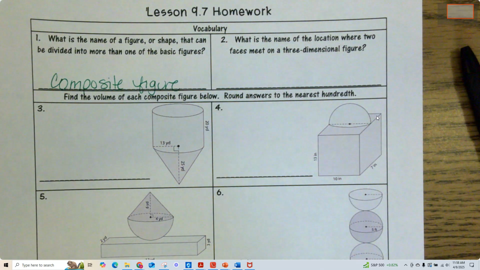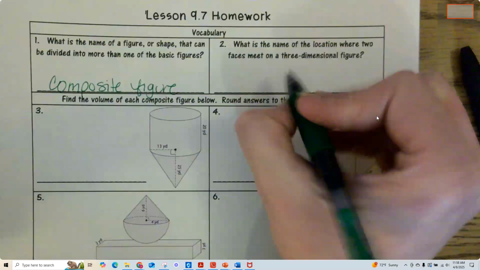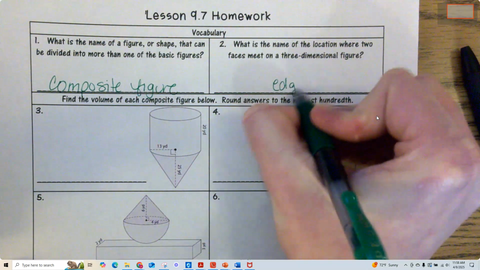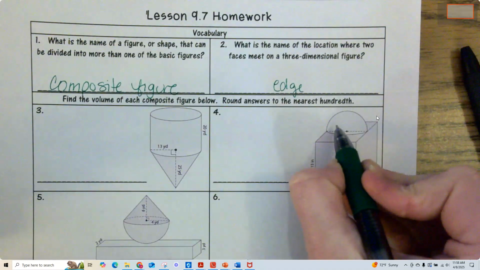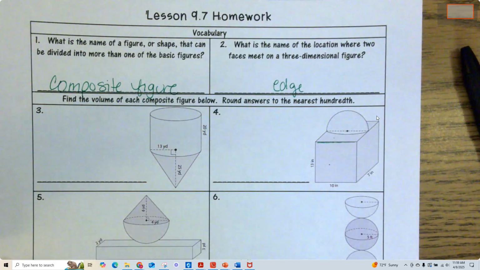But number 2, what's the name of the location where two faces meet on a three-dimensional figure? That's the edge. So like where this face and then this top face meet, right here, edge of a shape.